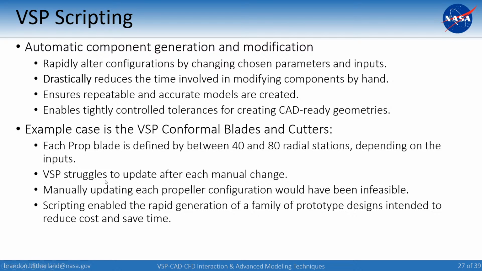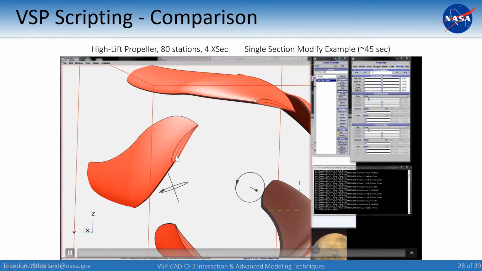So an example case here is again the conformal blades and cutters. Each of these propeller blades were defined by between 40 and 80 radial cross sections. That's all of those blade curves, and that depended on how many inputs came out from the X-rotor model. And what you'll see is that trying to manually change these, VSP has a lot to update. It's got a lot of work to do, and it takes some time. But by scripting it, it's orders of magnitude faster.